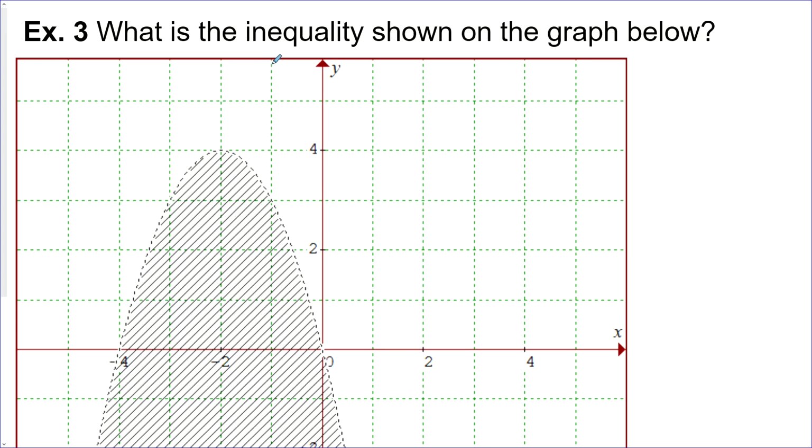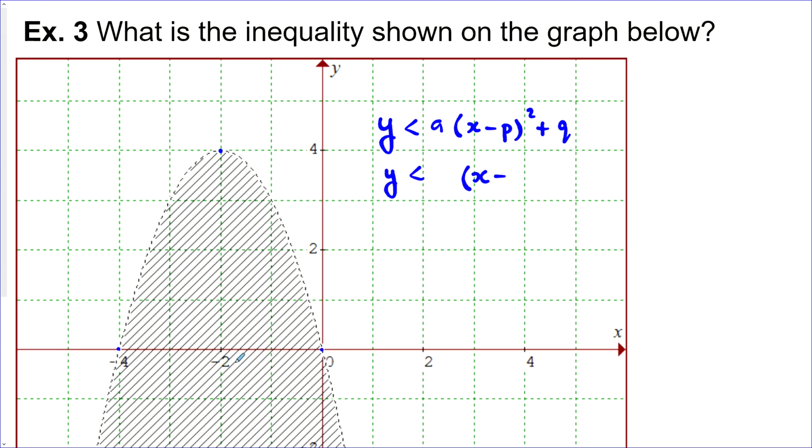Example 3, we want to know what is the inequality shown on the graph below. Now we have a dotted line and we're shading below this parabola, so we know this is going to be y is less than. Now we have the vertex, so we can write this equation in vertex form. We also have the x-intercept, so we could write this in factored form. So let's do vertex form first. This is some a value times (x minus p) squared plus q. Now our p and q represent our x and y values of the vertex respectively, so let's put those in.